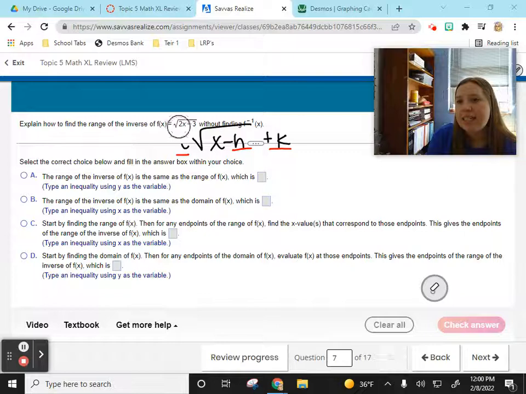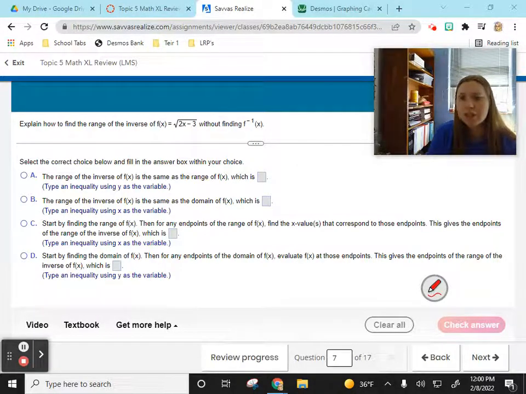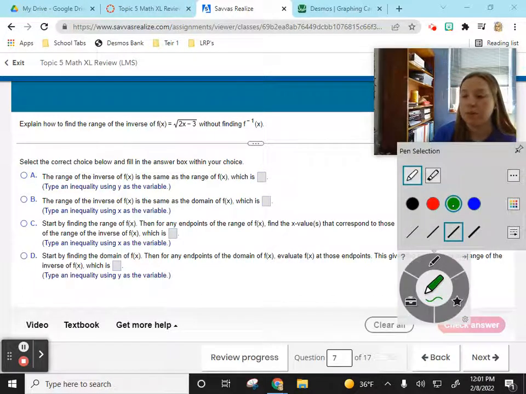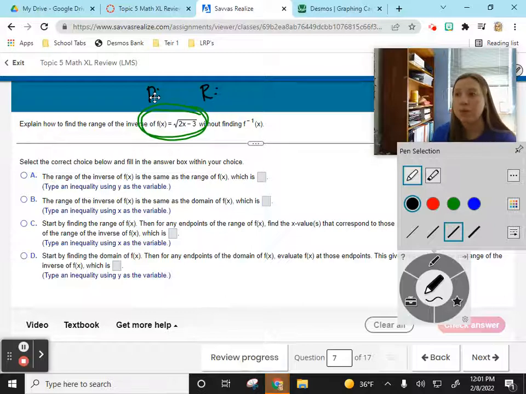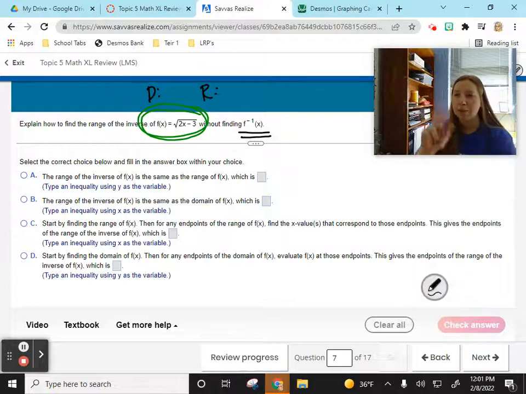This one is a little funky just because there's a lot of words on the screen. But our basic gist that we want to be able to take away from this problem is if we can find the domain and range of our original function, then we should be able to easily state the domain and range of our inverse function. We talked about in class how we just switch them. The domain of one is the range of the other, and the range of one is the domain of the other. So how can I find the domain and range looking at this equation right here?